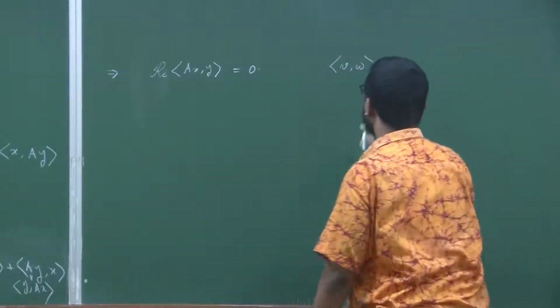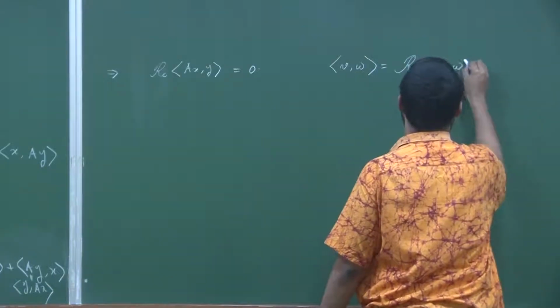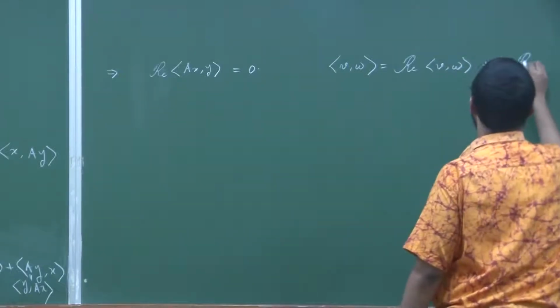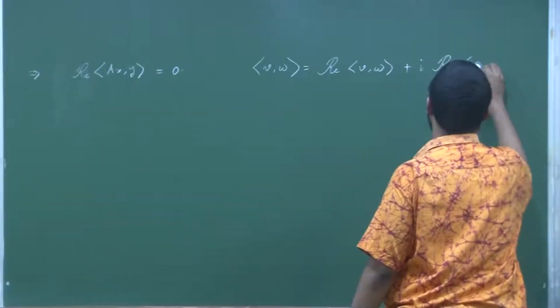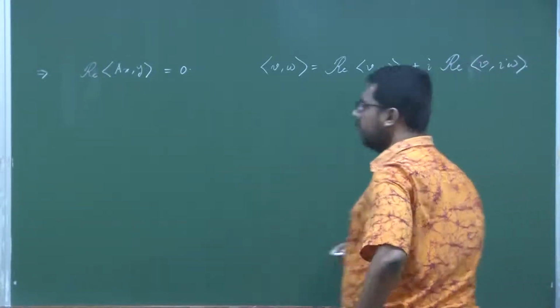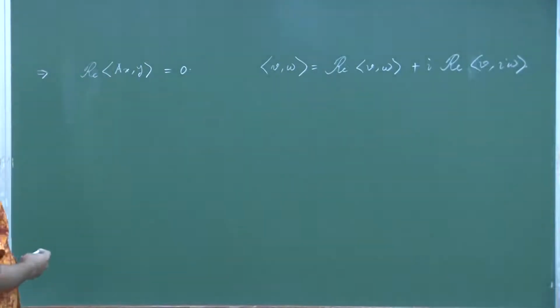this can be written as the real part of inner product v comma w plus i times the real part of inner product v comma iw, right. This is what we know in general. So, for any x and y this holds.